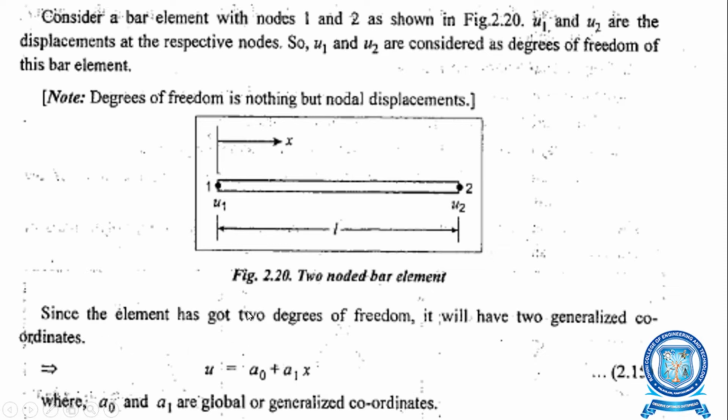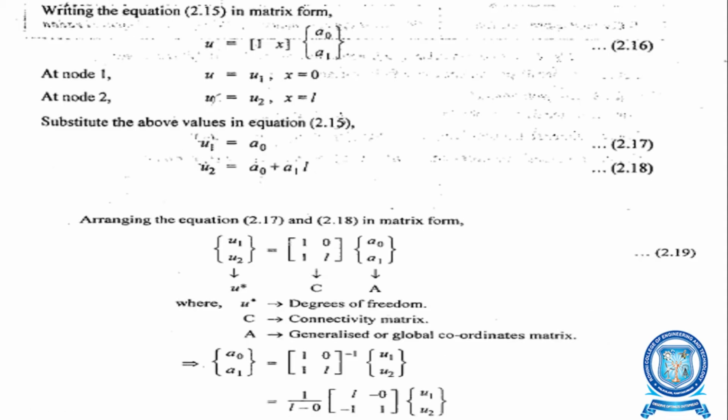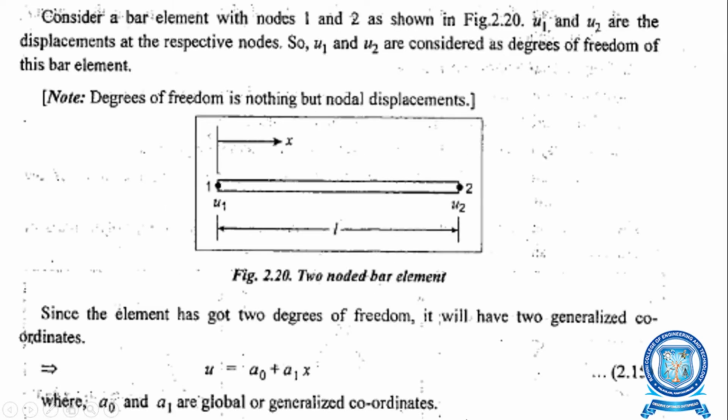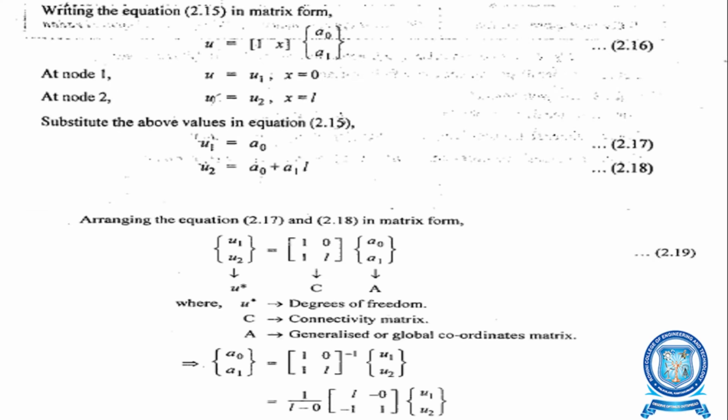Since the element has 2 degrees of freedom, it will have two generalized coordinates also. So we are taking an equation u is equal to a0 plus a1x, where a0 and a1 are generalized coordinates. We write the equation u equal to a0 plus a1x in matrix form: u is equal to the matrix [1 x] times the vector of a0 and a1.